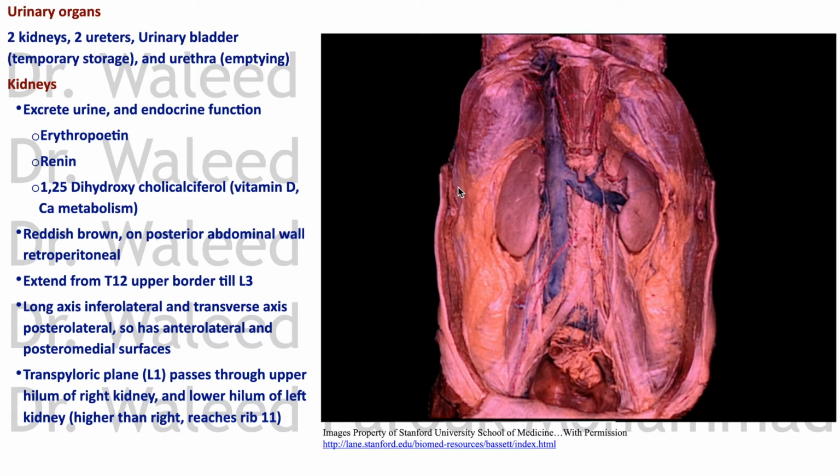The transpyloric line passes through the upper part of the hilum of the right kidney and lower part of the hilum of the left kidney, which means that the right kidney is slightly lower than the left kidney, as you can observe here. The lower pole is at a lower level than this one because of the heavy liver above the kidney pushing it down. So don't forget this.